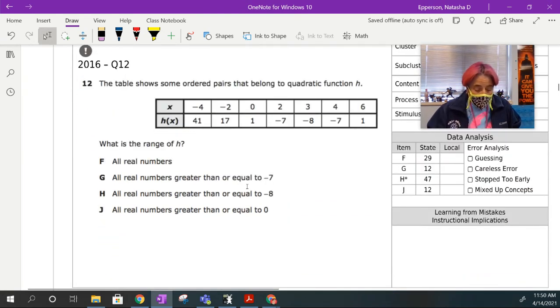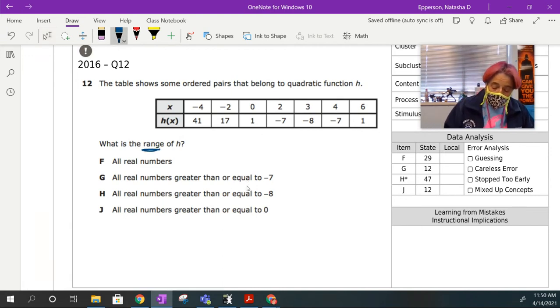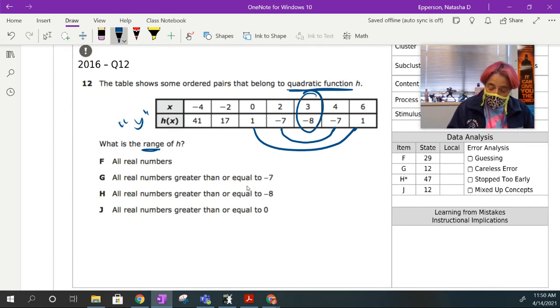Number 12, we want to know the range. Okay, so I want to look for my vertex when I'm given the range value and a quadratic function, because in order to determine that, I want to find my vertex so that I know that I have a match. I'm going to identify my vertex by noticing the symmetric pairs. So I want to look at the y values that repeat. I have this y value repeats with -7. I have 1 repeats with 1. So these are symmetric pairs, which means my vertex is at (3, -8).